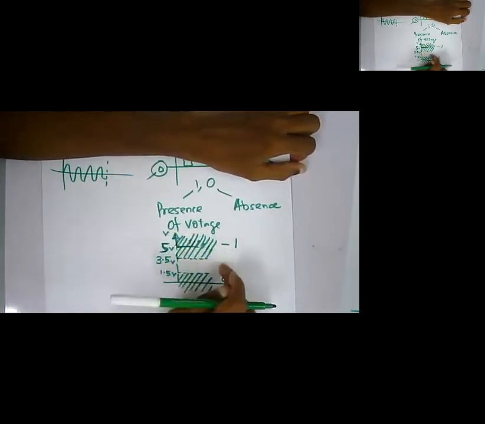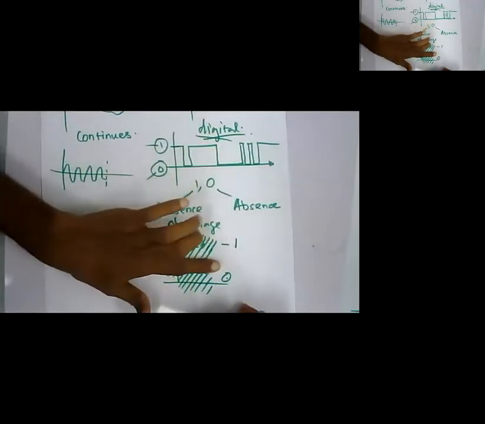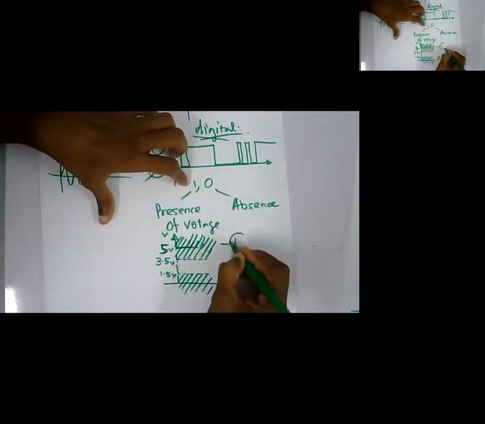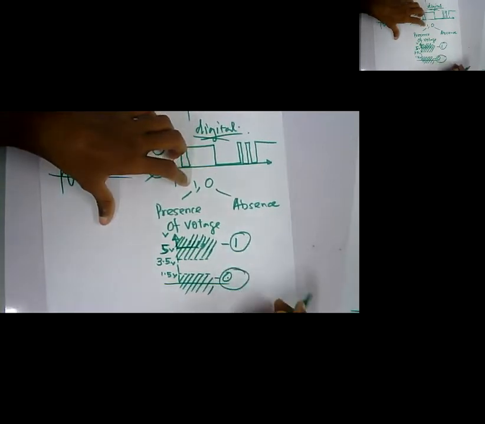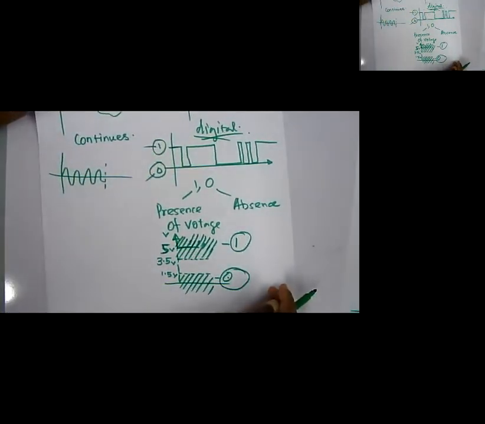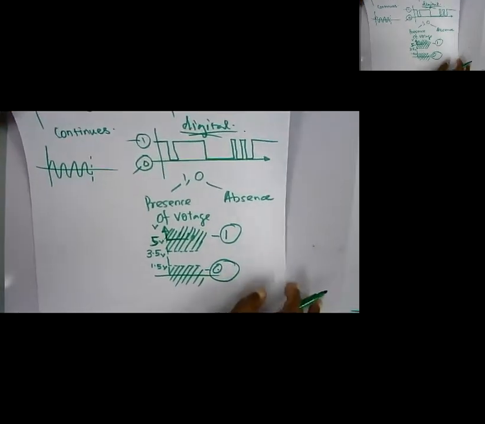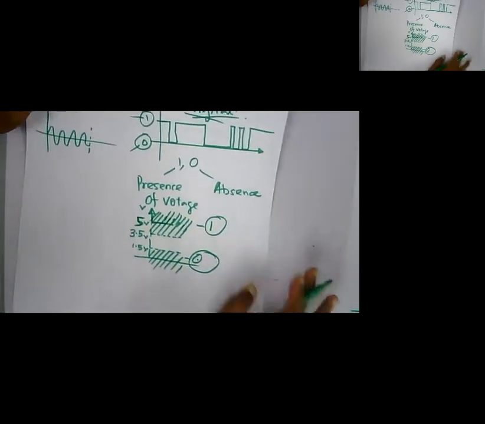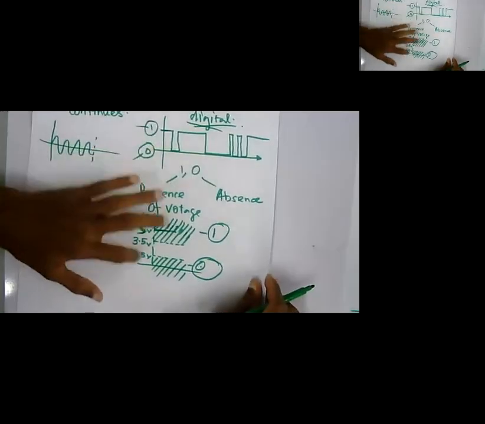This intermediate region is a non-defined value; you cannot define whether it is 1 or 0. But if it is above 3.5 we call it 1, and below 1.5 volts we call it 0, for a generalized case. This could vary with your application, and it depends on the device design as well. You should design it accordingly.